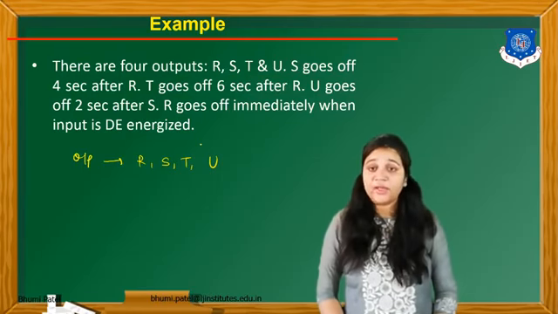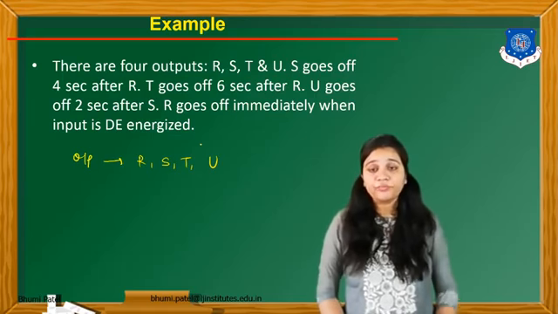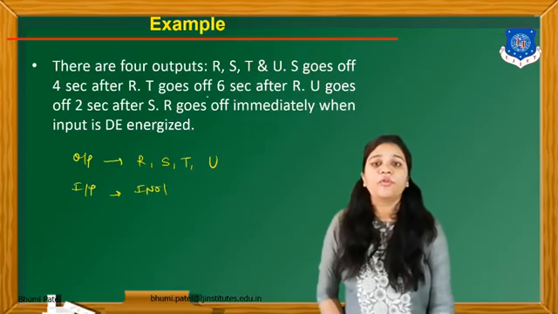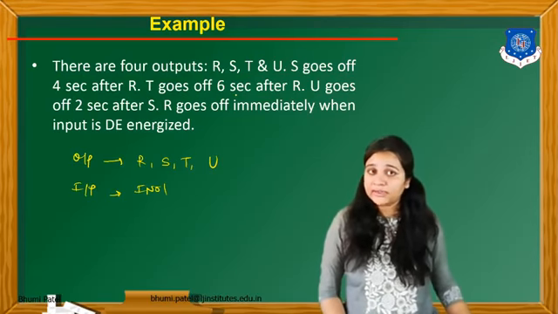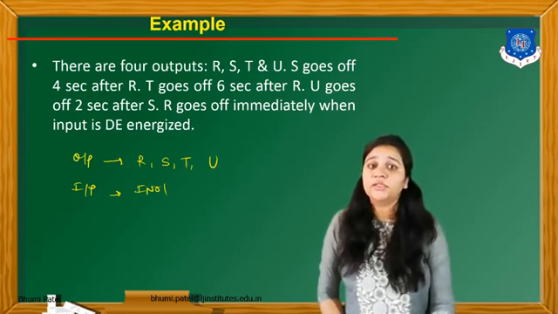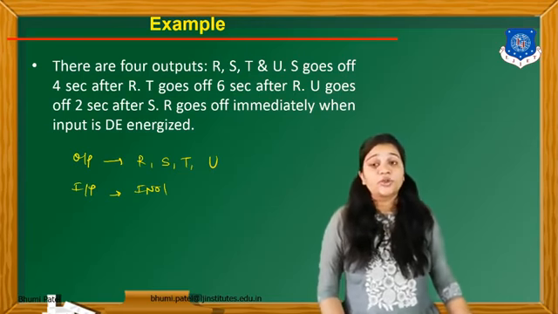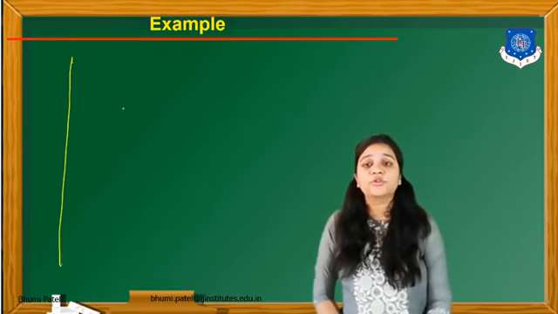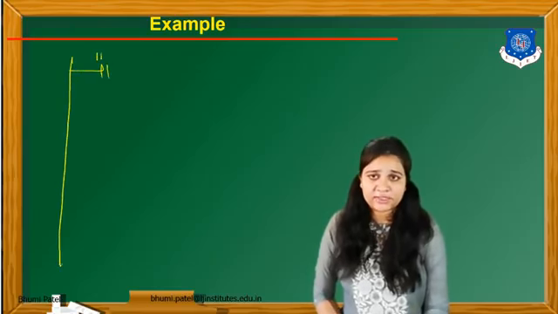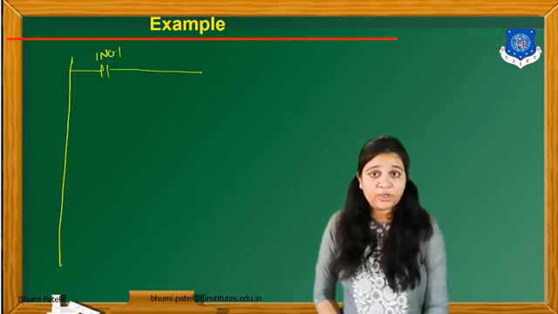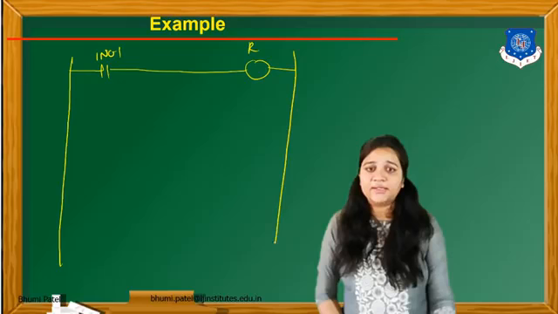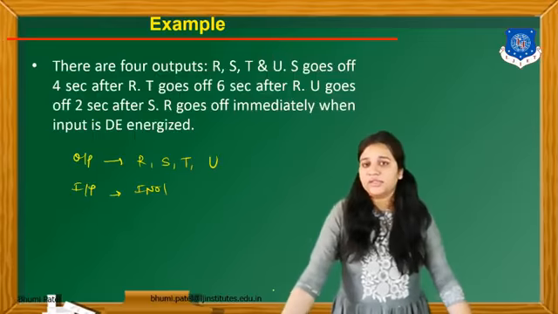Okay, so first of all we can take one input pin IN01. Here you have to read the sentence. R goes off immediately when the input is de-energized. Here S depends on R, T depends on R, and U depends on S. So first of all we have to draw the output for R. R goes off immediately after input is de-energized. So the simple logic is, whenever input is on, we get the output R. Whenever input is de-energized, R goes off. So the first condition is satisfied.